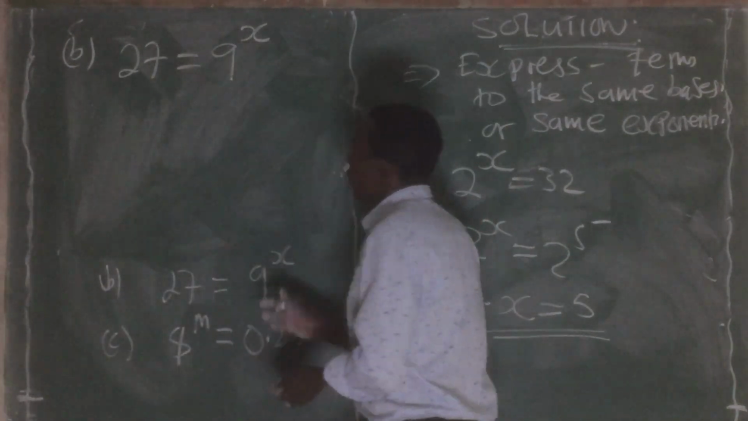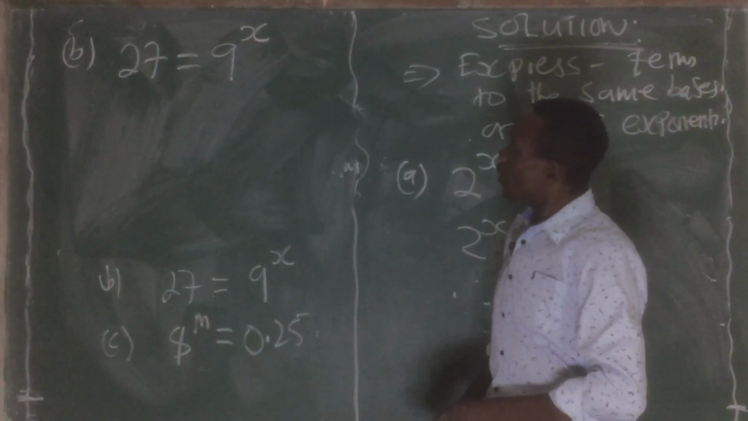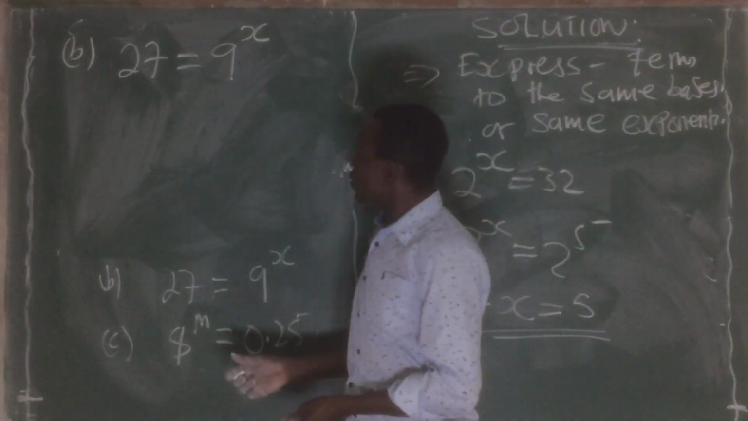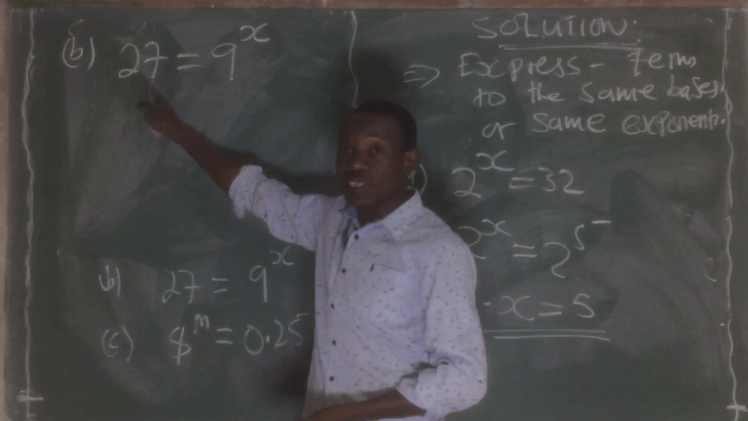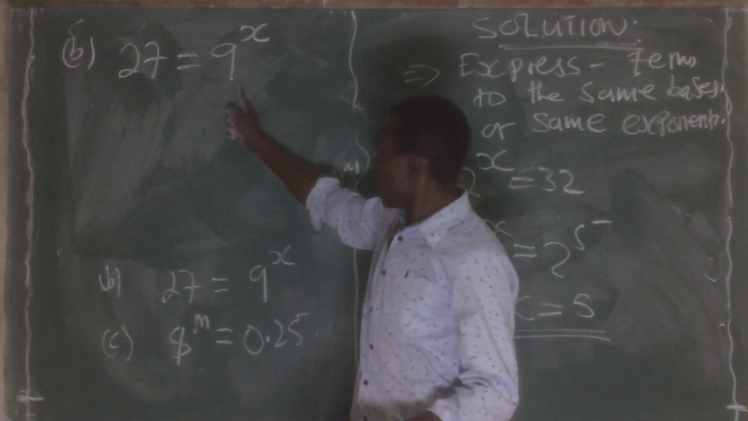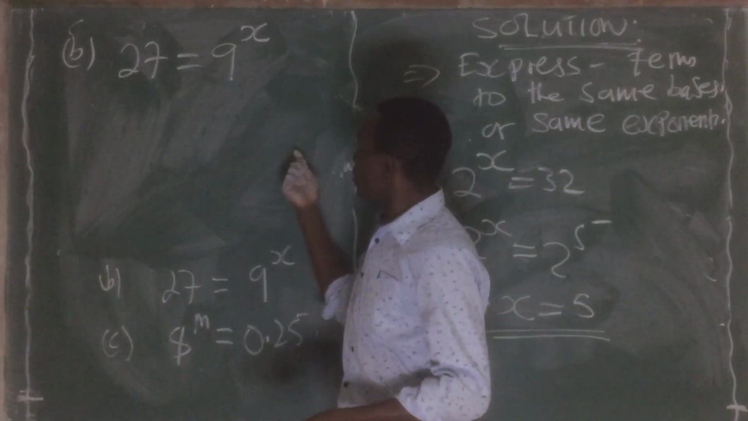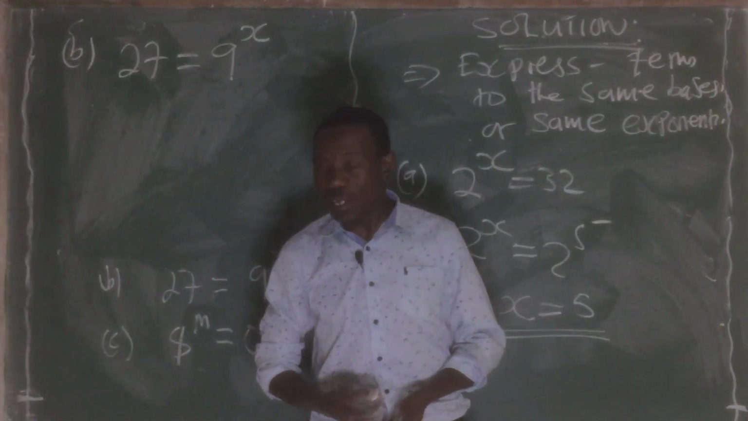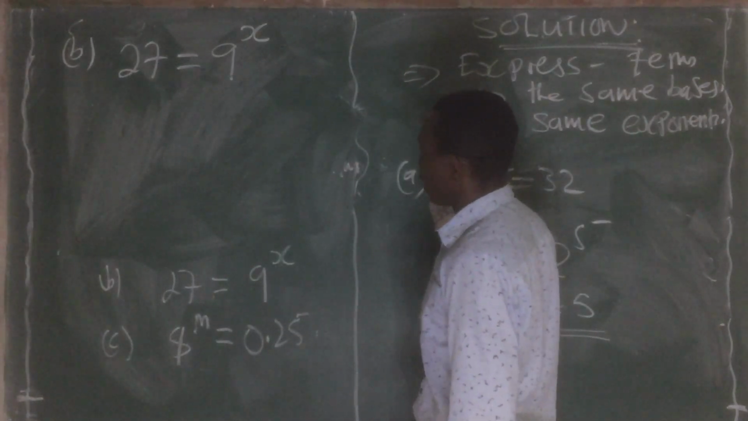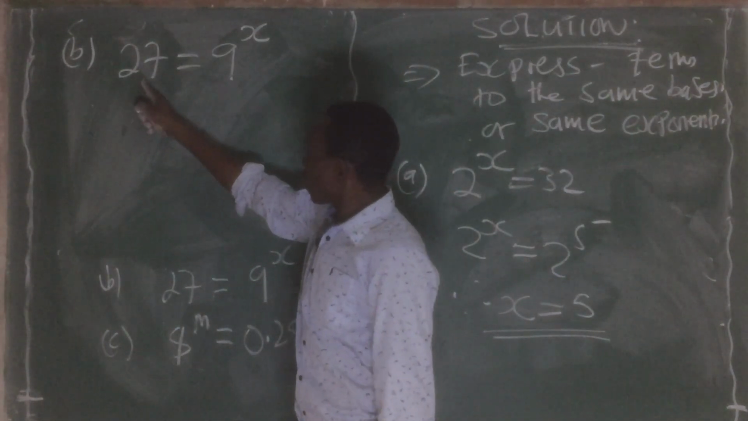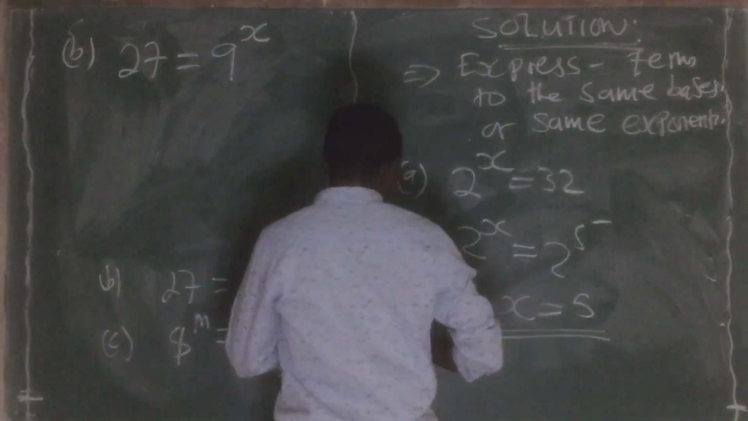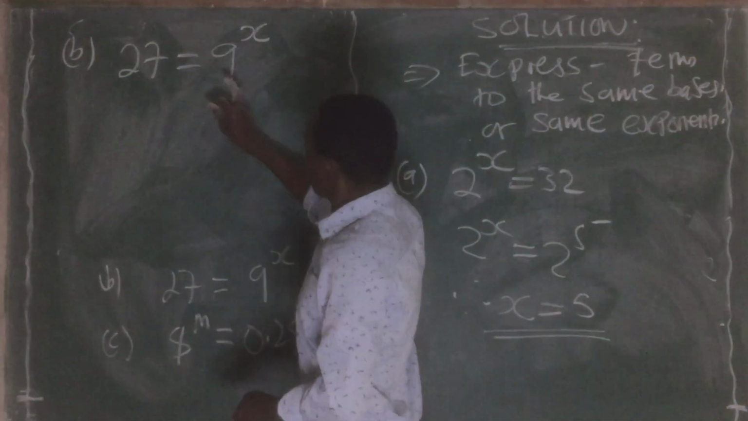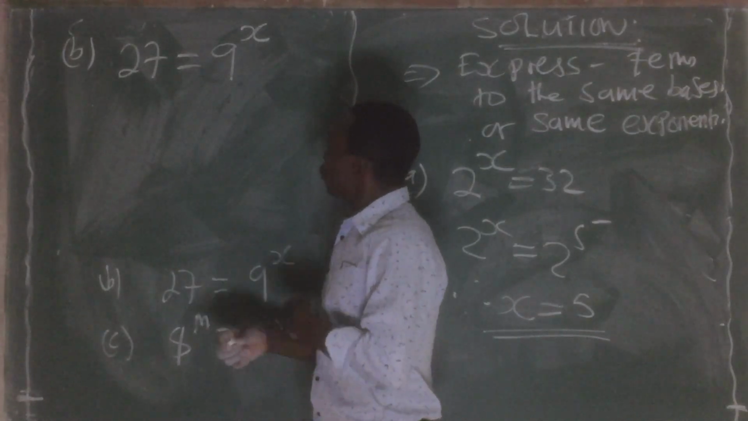But now if we look at this second example, 27 is equal to 9 to the power x, you'll see that it's not possible to express 27 to base 9. If you talk of two 9s, you have 9 times 9, that gives you 81. You have three 9s, it goes further. So it means 27 cannot be expressed to base 9 as 32 was expressed to base 2. So what you do in this situation is we change the base.